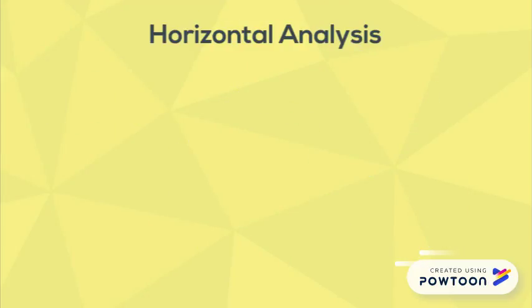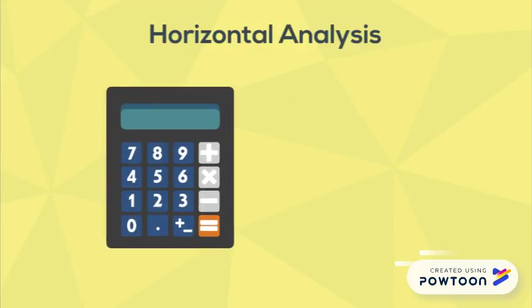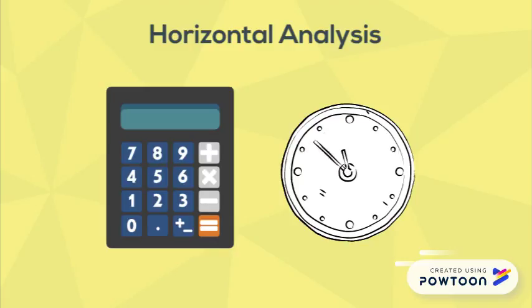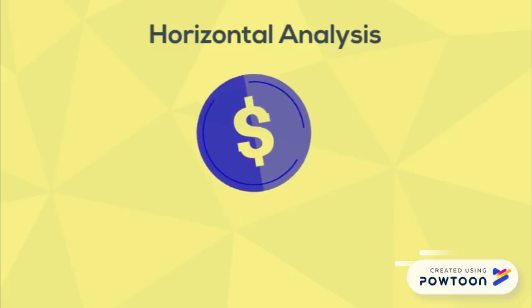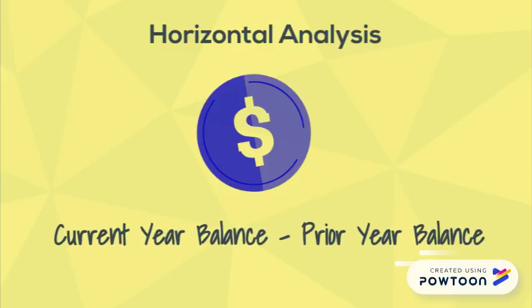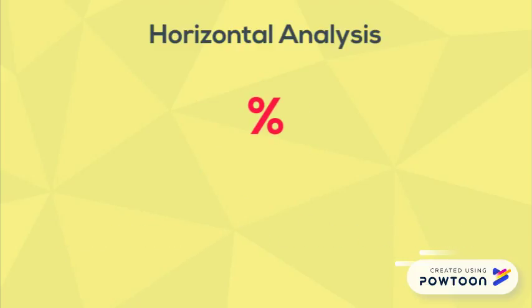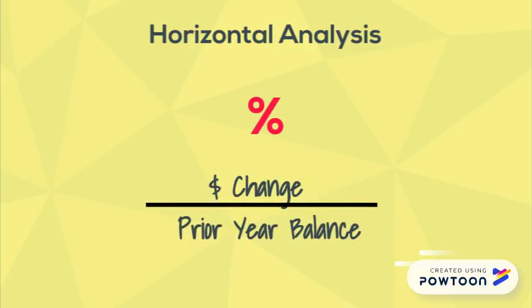A horizontal analysis is used to measure the business's account balances over time and is conducted in two stages. Firstly, in order to determine the dollar change in a company's balance, you must first deduct the prior year balance from the current year balance. Then, to yield a percentage change, you divide this dollar change amount first calculated by the prior year balance.